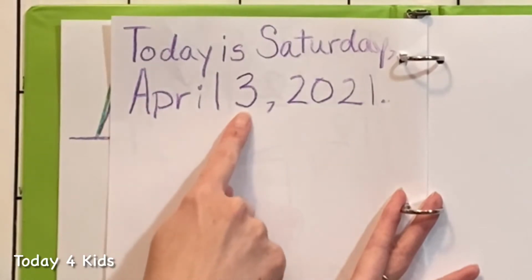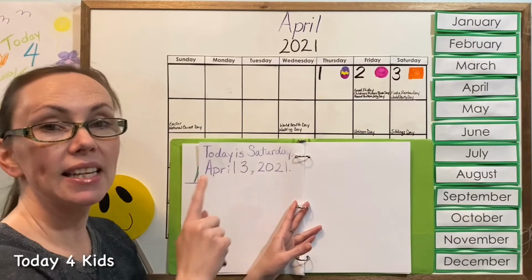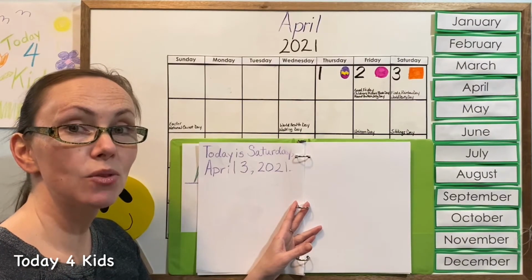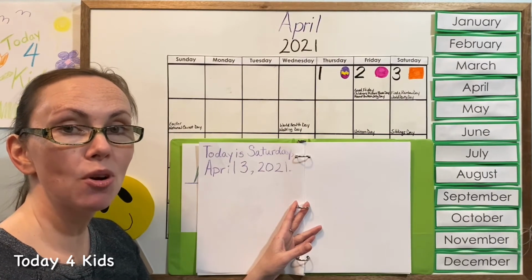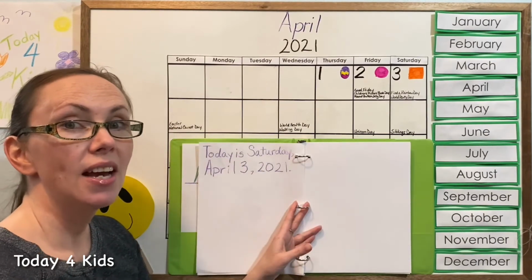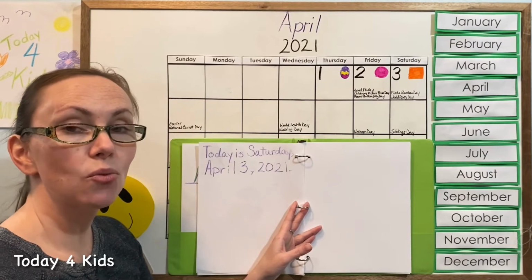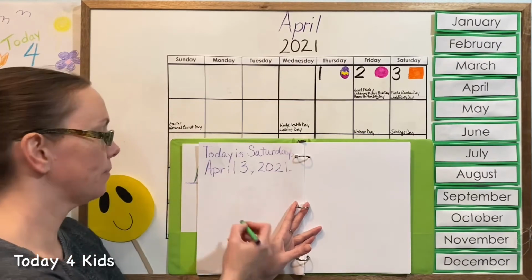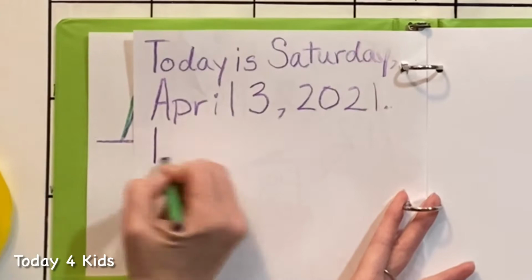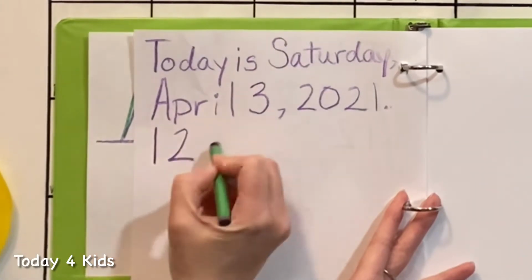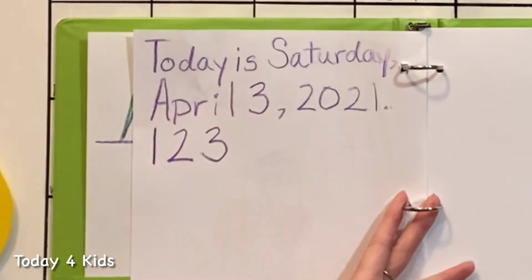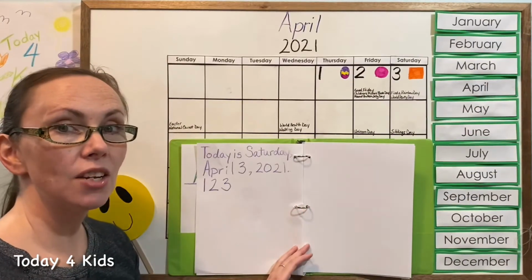Next, I'm going to practice my numbers up to the number 3. And I'd like you to practice your numbers up to the number 3 as well. You can practice on your piece of paper or in the air with your finger. It's good to practice every day so we get really good at making our numbers. Are you ready? 1, 2, 3. Good job. Thank you for doing that with me.